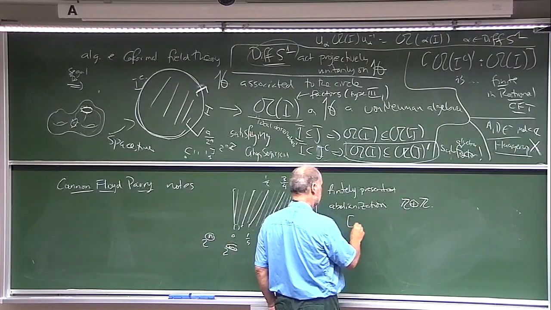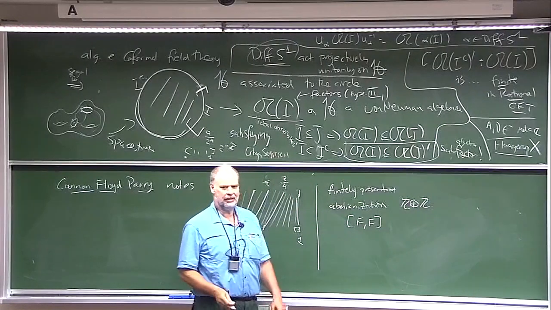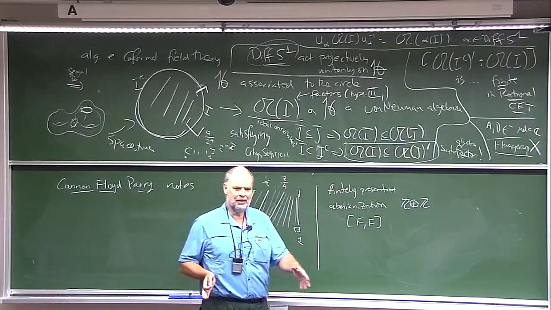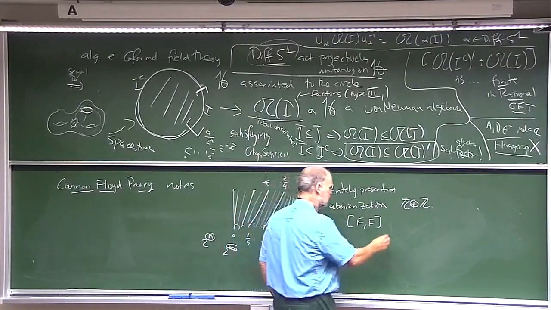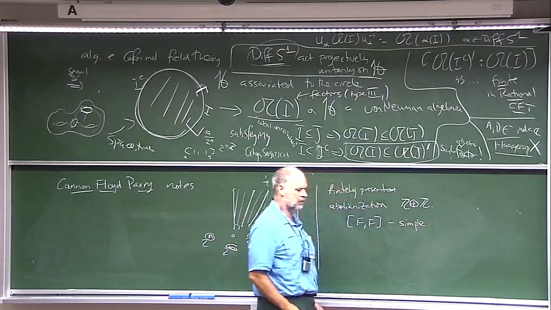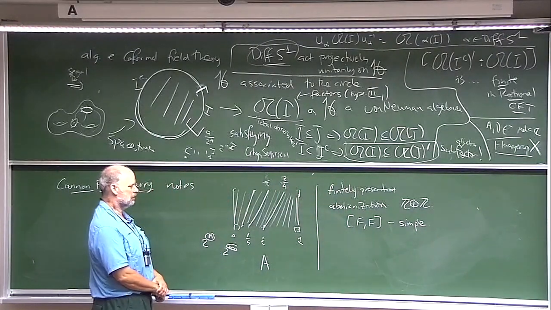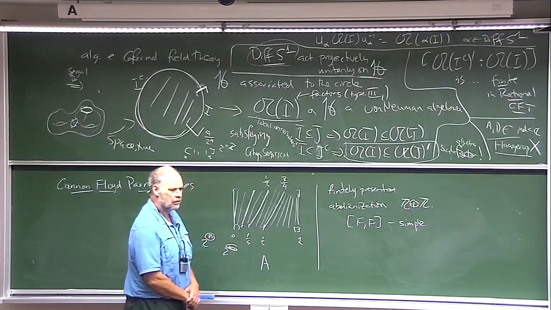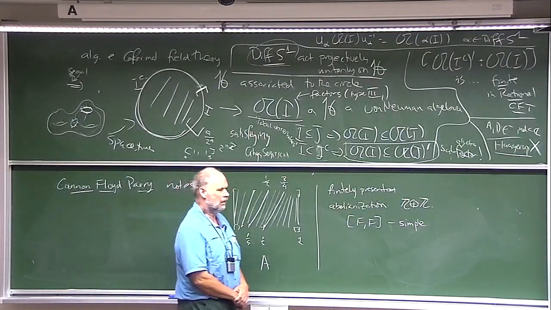The commutator subgroup of F is, in general in group theory, you take the commutator subgroup and the descending central series and so on, but unfortunately this is simple. So this was one of the early examples of an infinite discrete simple group: the commutator subgroup of the Thompson group.